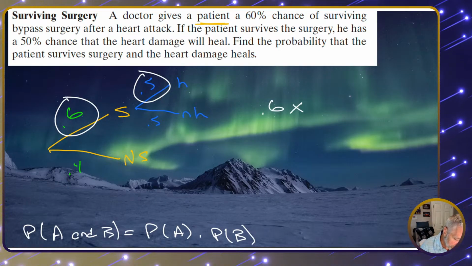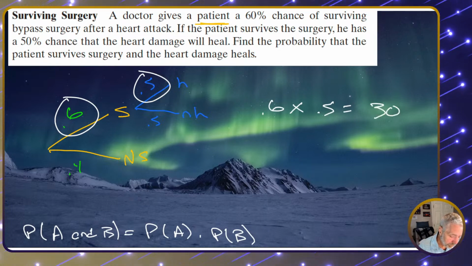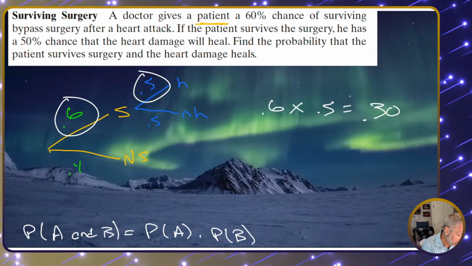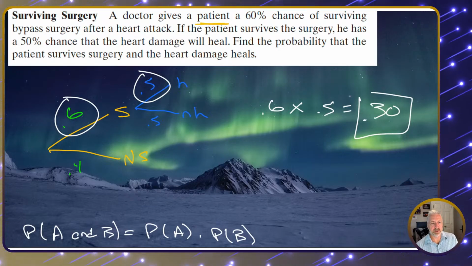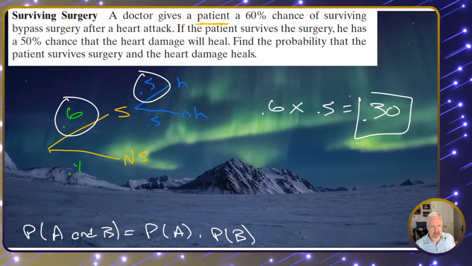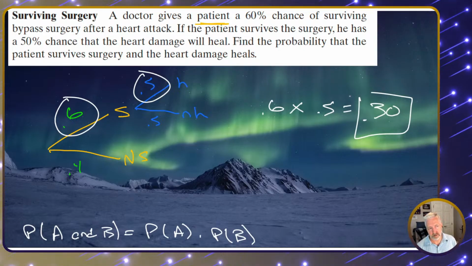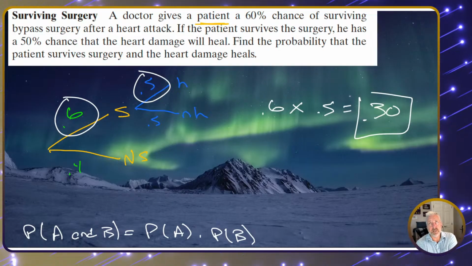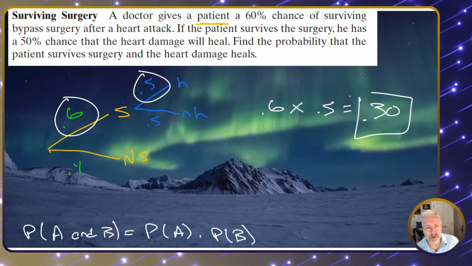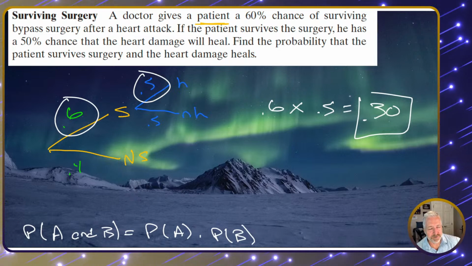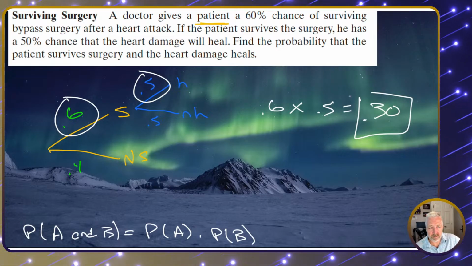So 0.6 times 0.5 equals, isn't 6 times 5, 30? I'm going to say 0.30. Oh, it's great. Easy. Yeah, that's it. So you got a 30% chance of surviving the surgery and healing, the heart healing afterwards. Given the scenario, given the numbers that the doctor prescribed. I'm losing my words. It's been a long day at work today. But there we go. And we've got the answer. So not too bad on this one either, I don't think.